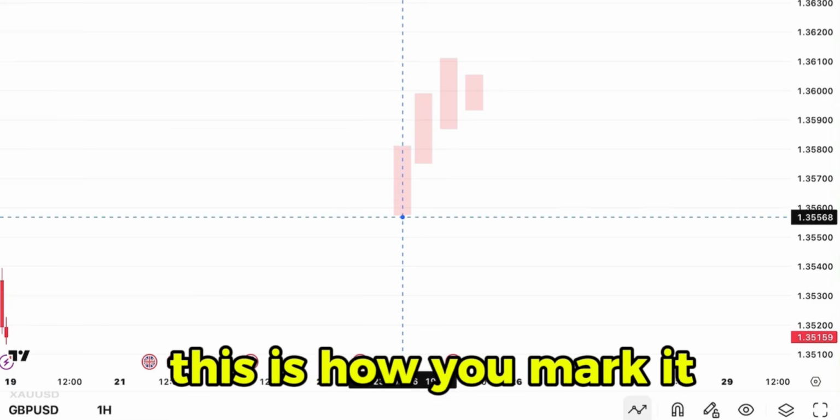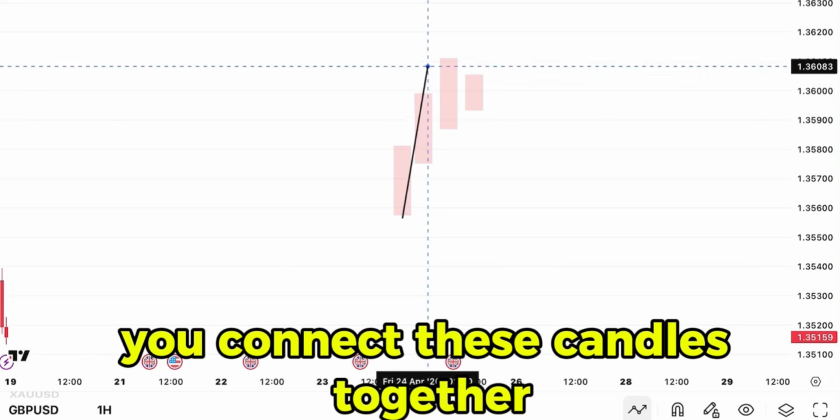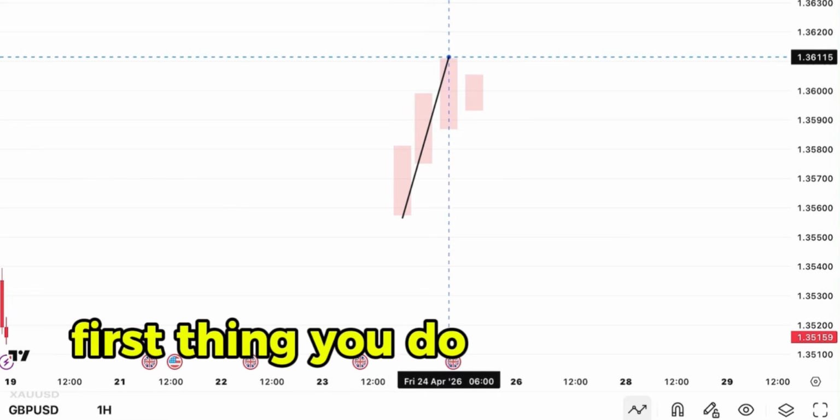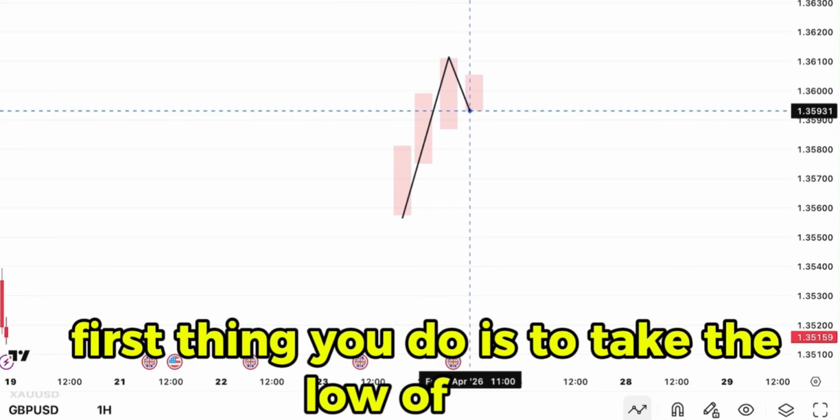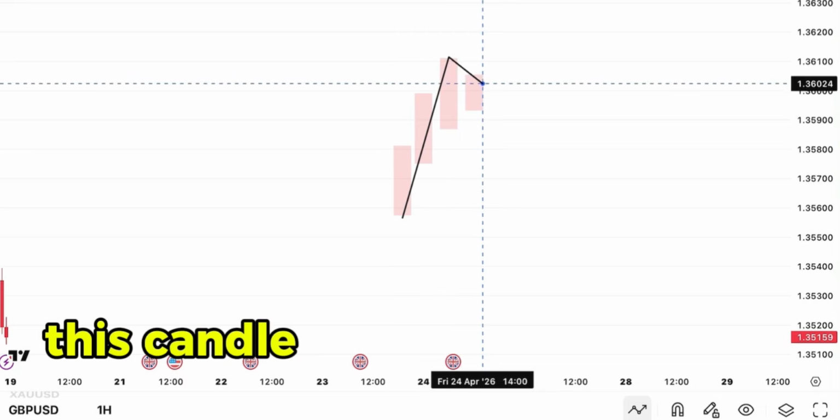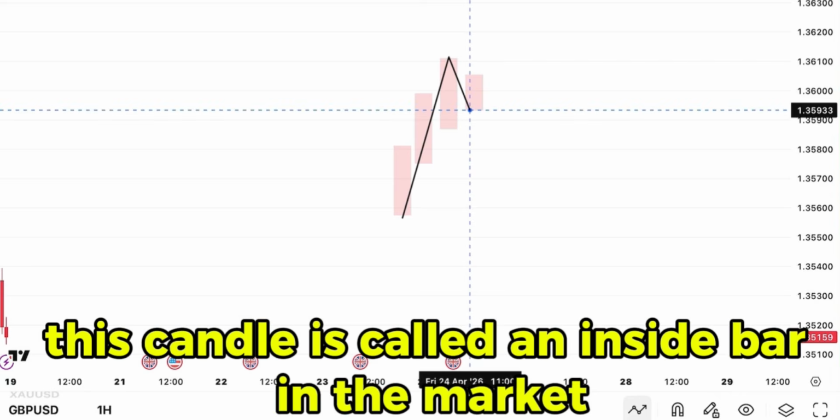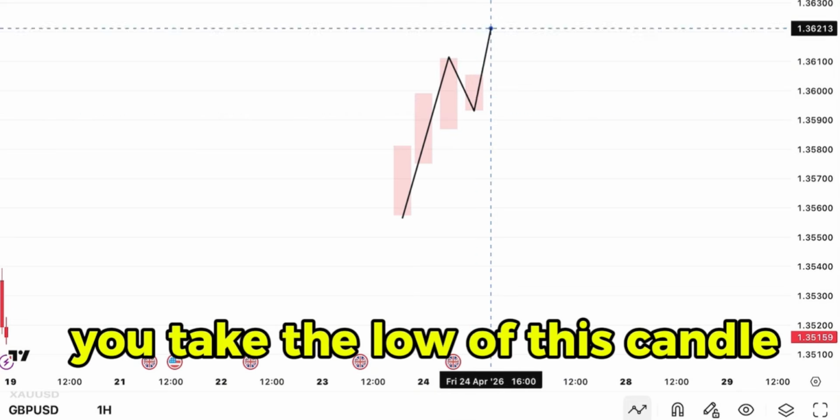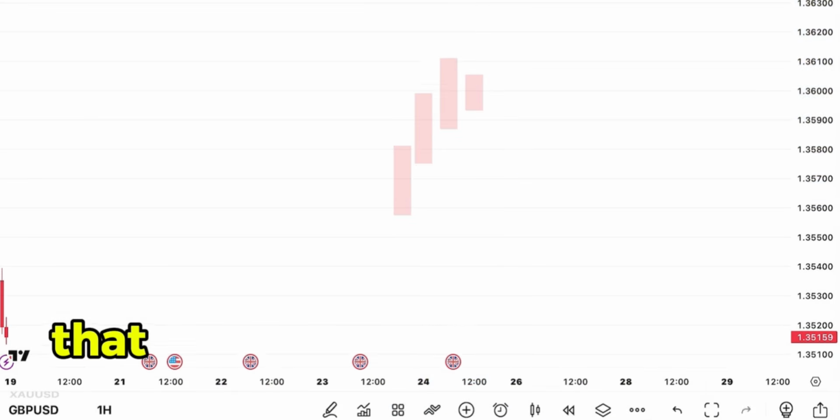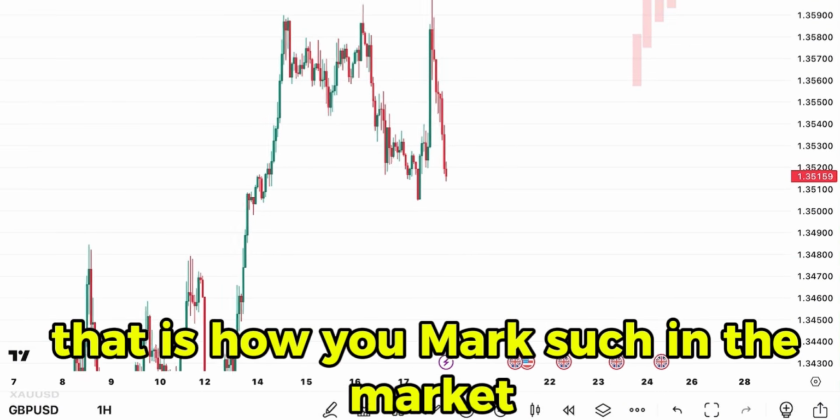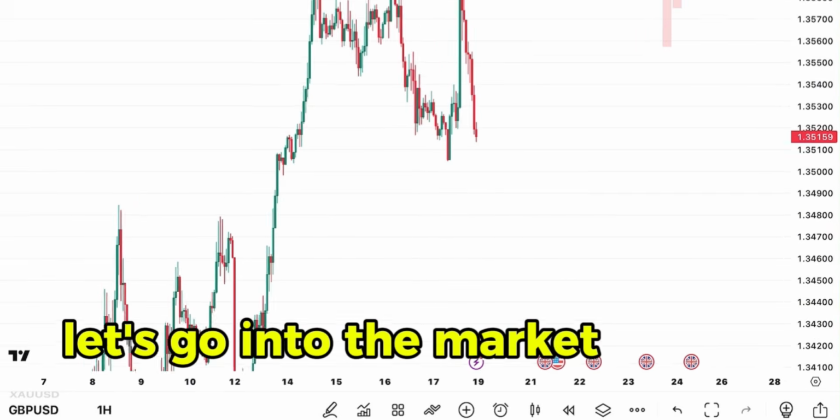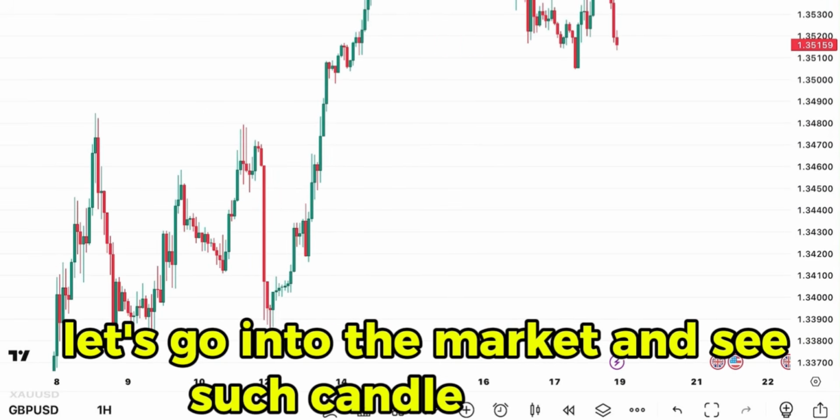This is how you mark it. You connect these candles together. Then the first thing you do is to take the low of this inside bar. This candle is called an inside bar in the market. So you take the low of this candle and continue your move. That is how you mark such in the market. Now let's go into the market and see such candle examples.